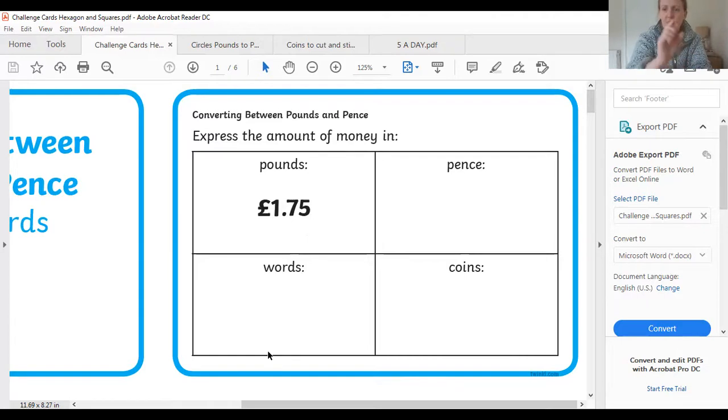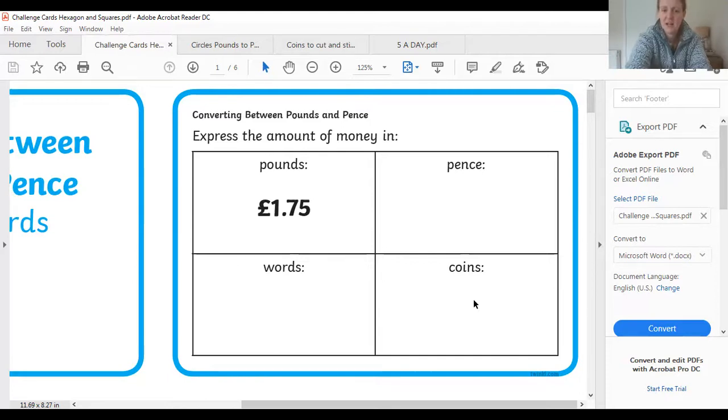One in words, pound, and seventy, S-E-V-E-N-T-Y, 5, F-I-V-E, pence, which is there. So you're writing all of it in exact words using your number words as well. And then obviously you put your coins in there.